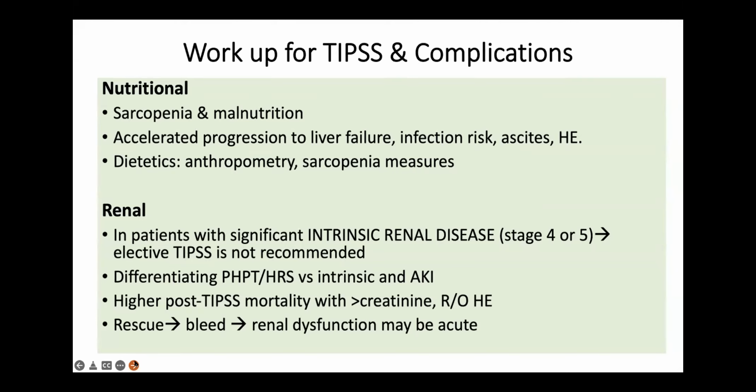In renal patients, there is a bit of controversy with regard to HRS and TIPS, but if a patient has intrinsic renal disease, stage 4 or 5, it's a contraindication. Also, it's very difficult to differentiate between acute kidney injury that's intrinsic, acute kidney injury related to their current state, or HRS. So it's quite tricky to decide, and clinical discretion must be used.